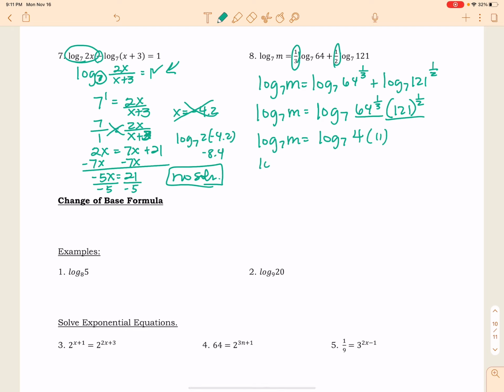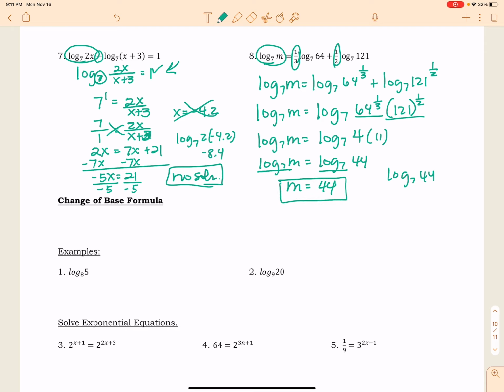So what I've got here is log base 7 of m equals log base 7 of 44. I've got a log term on each side, so m is equal to 44. If you'll notice in our original, if I take log base 7 of 44, I'm not taking the log of a negative. Life is good.